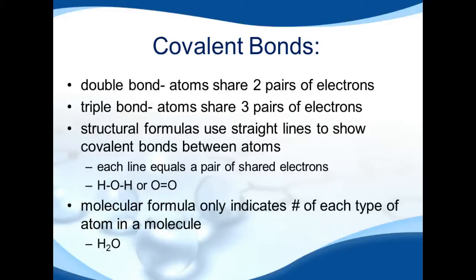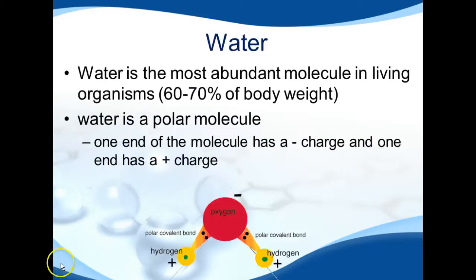We know that there are 2 hydrogens there for every oxygen, but we don't necessarily know how those atoms are arranged. Next, I want to turn our attention to water. Water is the most abundant molecule in living organisms. It accounts for typically somewhere between 60 and 70% of an organism's body weight.